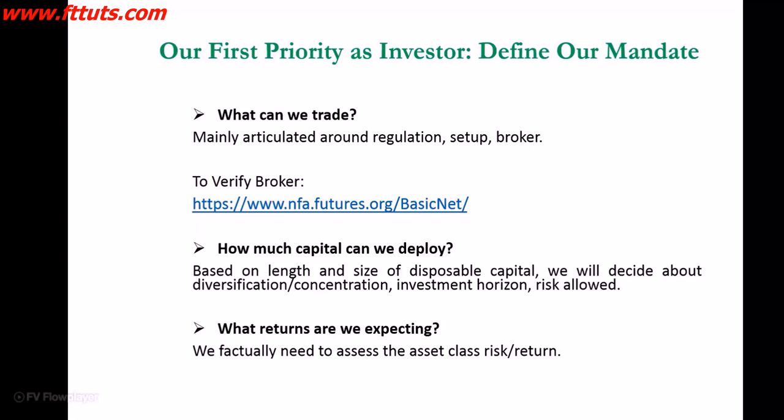The second question we need to answer is, how much capital can we deploy? Based on the length and size of disposable capital, we will decide about diversification and/or concentration, investment horizon, and risk allowed. Then, finally, the last question is, what returns are we expecting? Here, we factually need to assess the asset class risk-return, and that's something that we're going to do in the next videos.